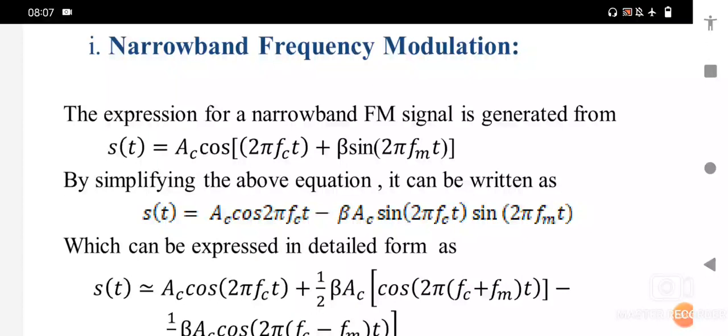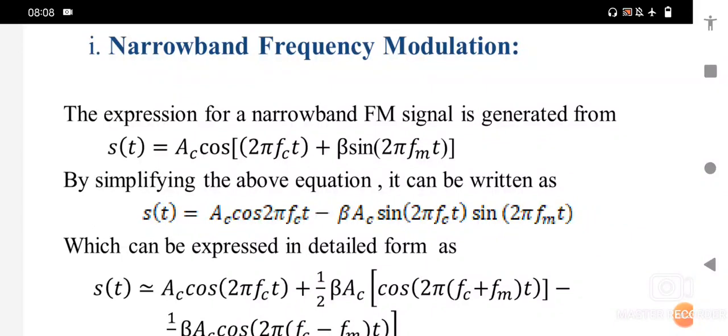Right? So the next important concept is narrowband frequency modulation. Based on the beta factor value, there are two cases. One is narrowband frequency modulation and the second one is wideband frequency modulation. In that, first we have to discuss narrowband frequency modulation.